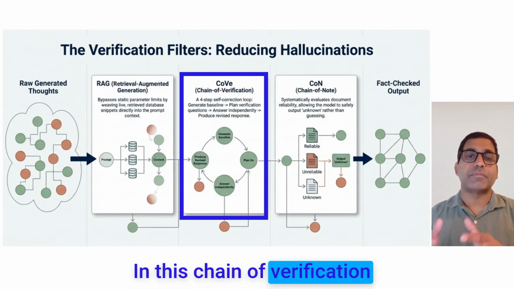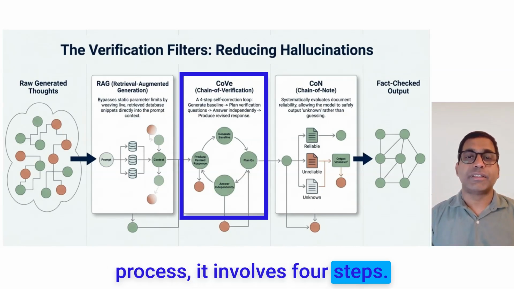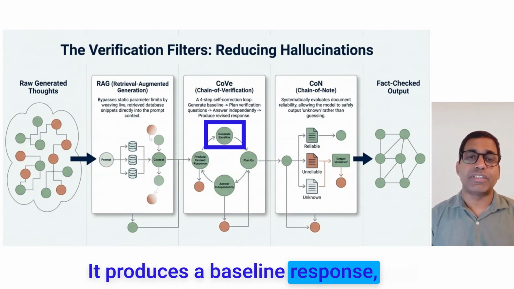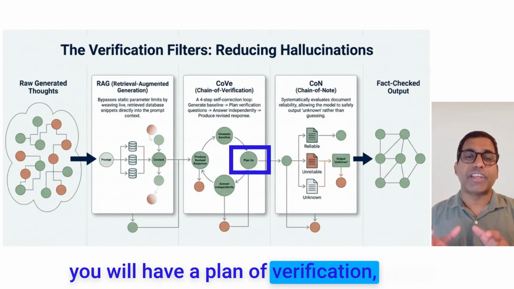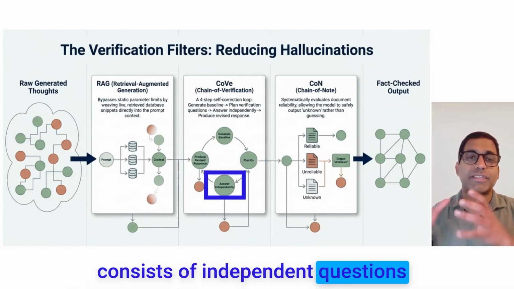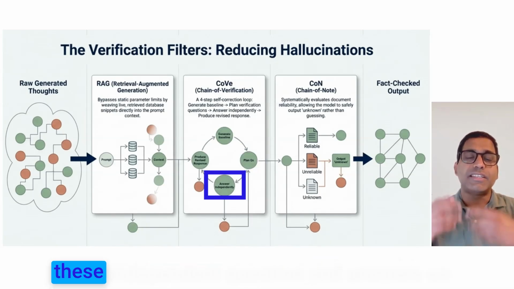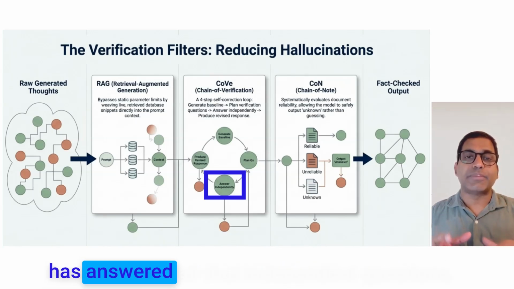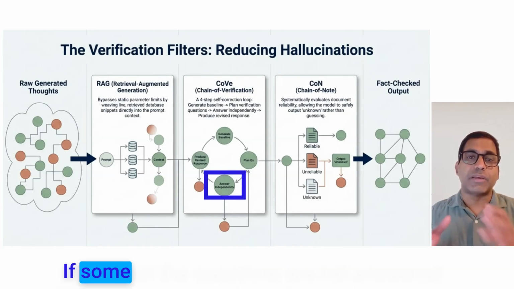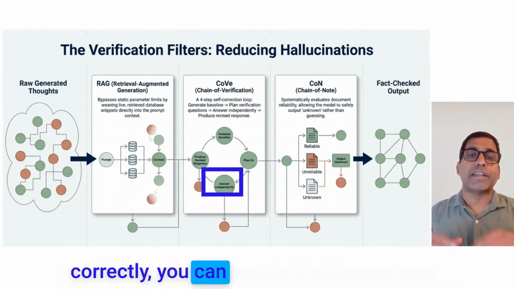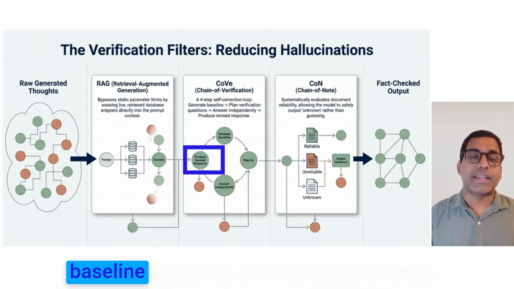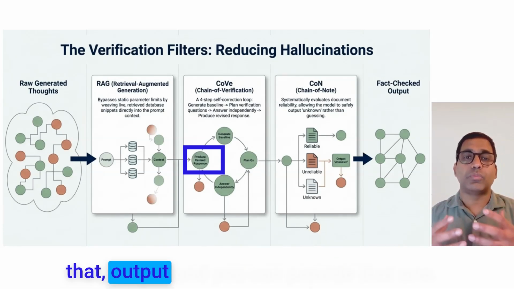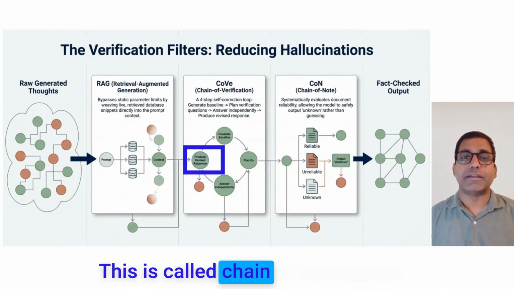In this chain of verification process, it involves four steps. In the first step, you give a prompt to a large language model, and it produces a baseline response. You will have a plan of verification which consists of independent questions and answers, and you will verify these independent questions and answers against the baseline output and make sure that it has answered all those independent questions. If some of the questions are not answered correctly, you can revise or reiterate your baseline response on only those wrongly answered questions, and you can provide that revised output. This is called chain of verification.